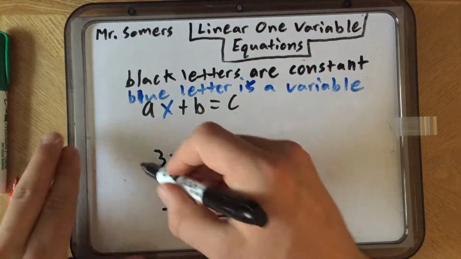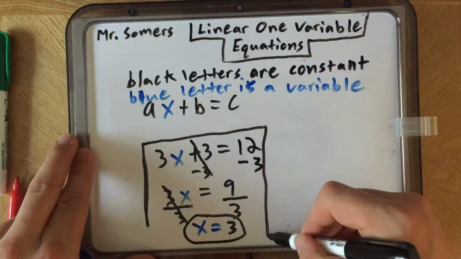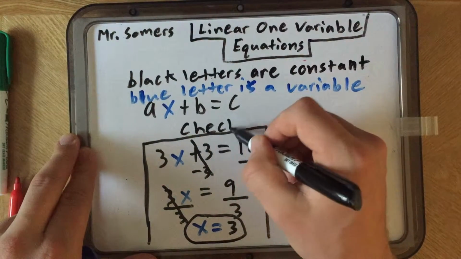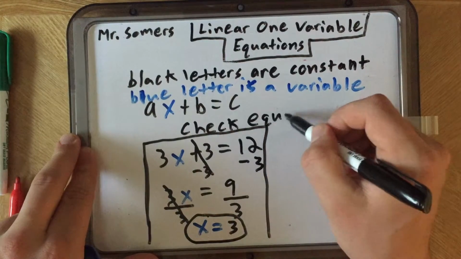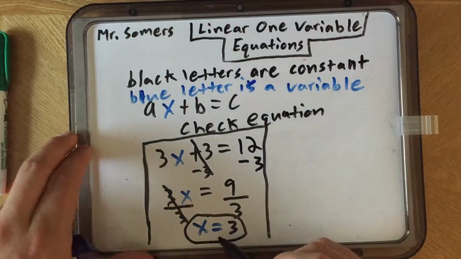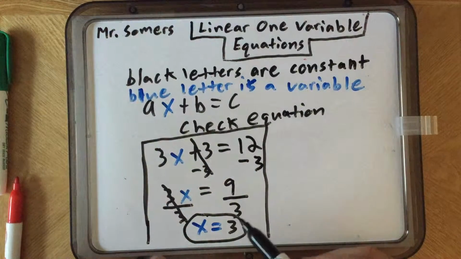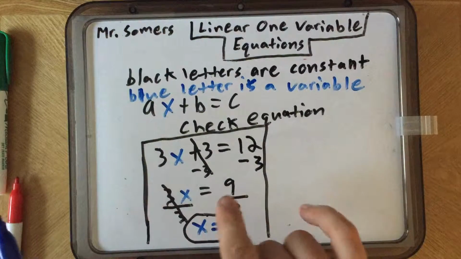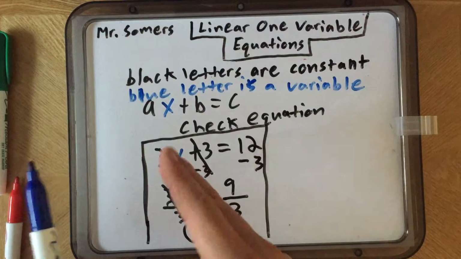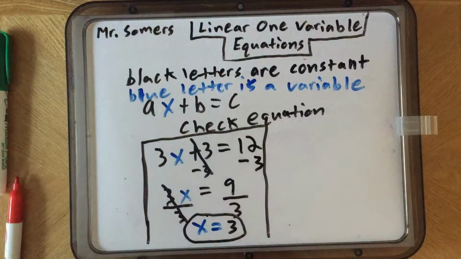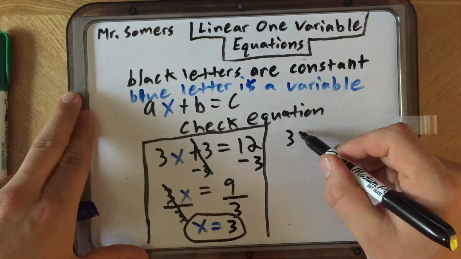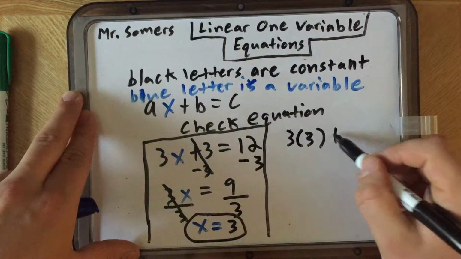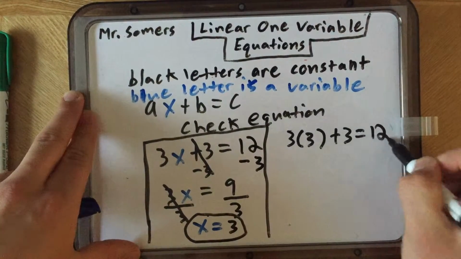Now we're going to check our work and make sure that it's true. The way we check it is to plug 3 right in where the x is in this problem. Both sides have to be equal, so if 12 is on the right, we want this side to equal 12 as well. So 3 times x, that's 3. 3 times 3 plus 3 equals 12.